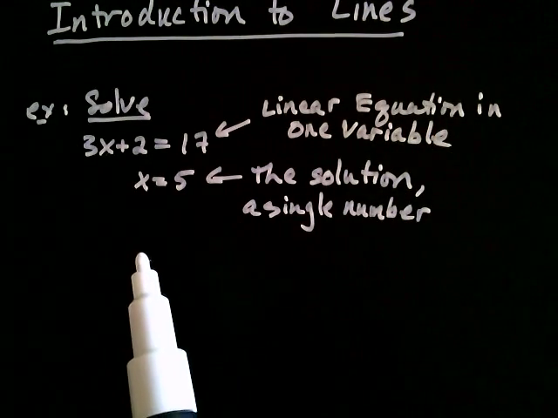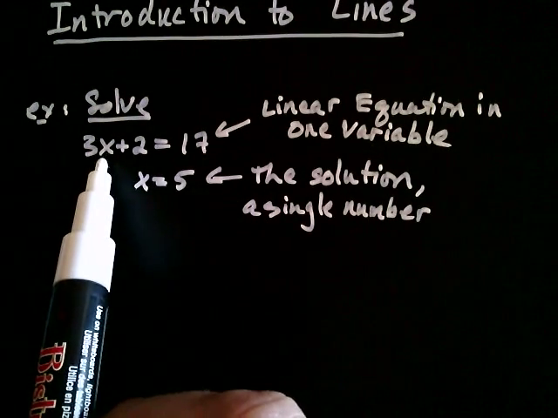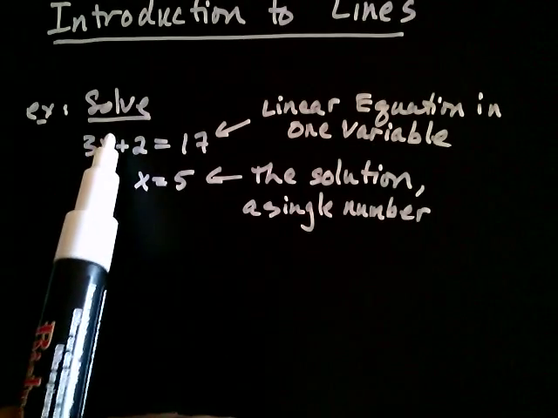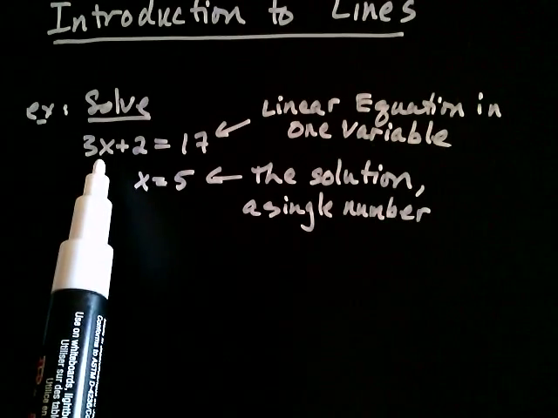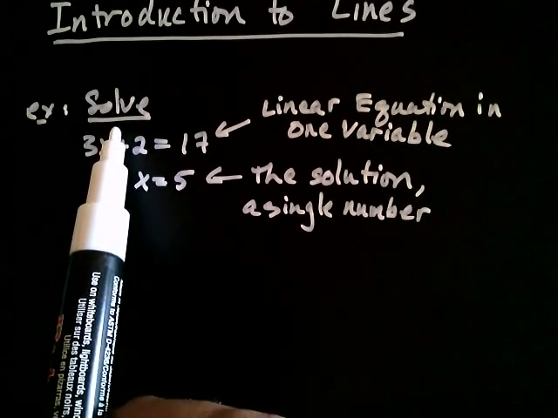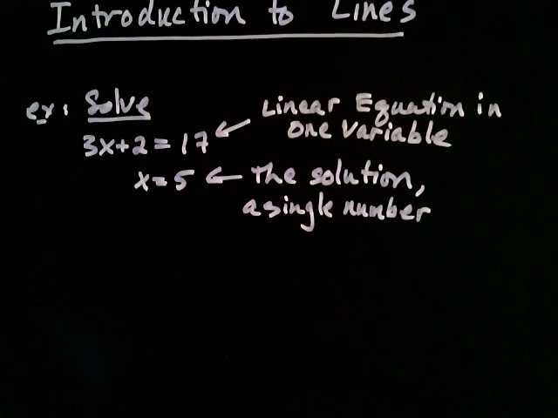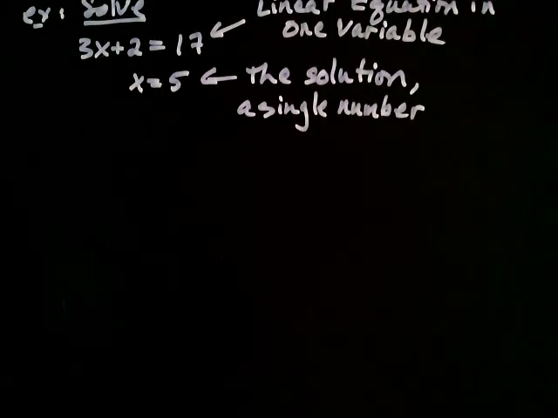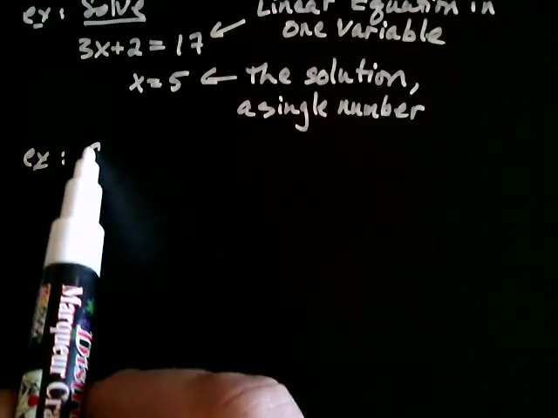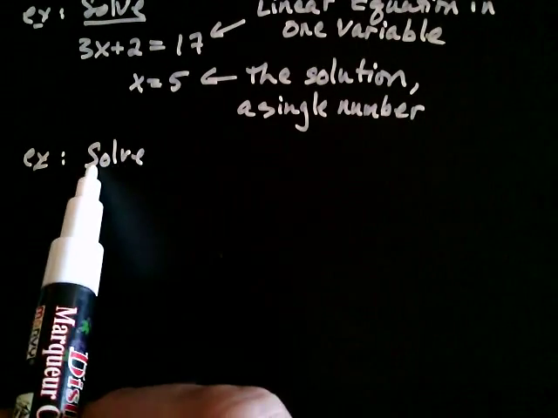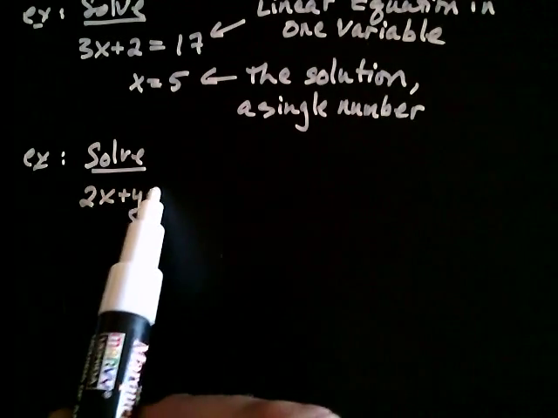Now, we say it's in one variable because there's only a single variable, and we call it a linear equation because the exponent of x is a 1. So when you have a variable raised to an exponent of 1, we call that equation linear. Okay, let's say you were asked to solve something like this. Let's say it was 2x plus y is equal to 6.